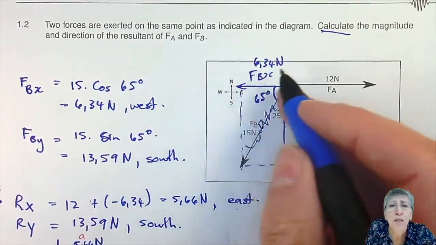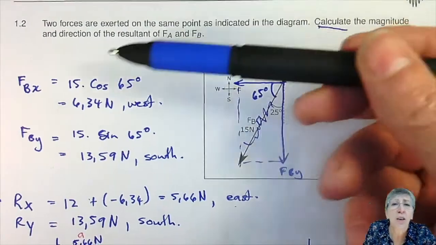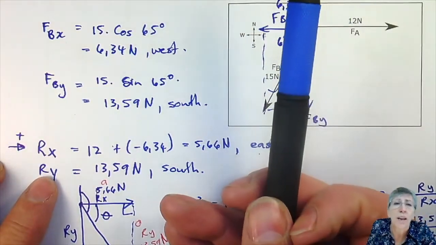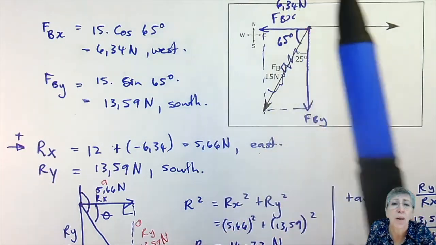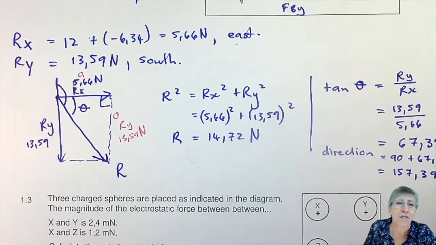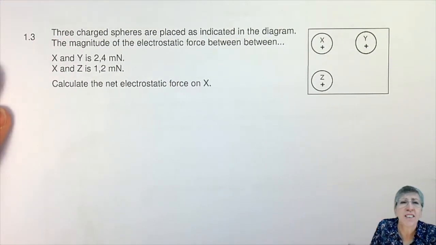Resolve into components first, right? Then look at all the x components to get the answer for the x. Look at all the y components to get the answer for the y, and then get the answer of the answers. Right, easy enough. Right, let's look at the second question.